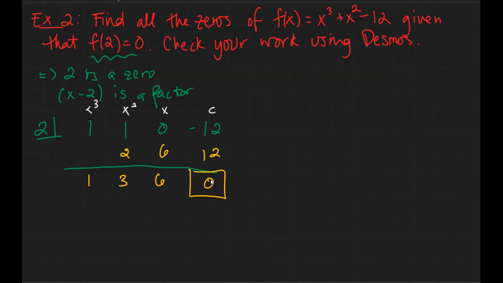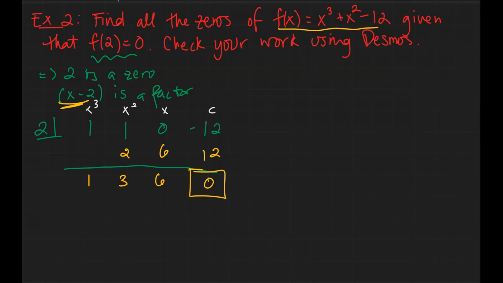Yay, remainder 0. We need a remainder of 0 because we know this is a factor. If you got something other than 0, then you need to do it again, because this is a confirmed factor, so it should divide into this polynomial evenly. Remember, at the end of the day, we're taking x minus 2 and dividing it into our polynomial x cubed plus x squared minus 12. Sorry, I was correct the first time.